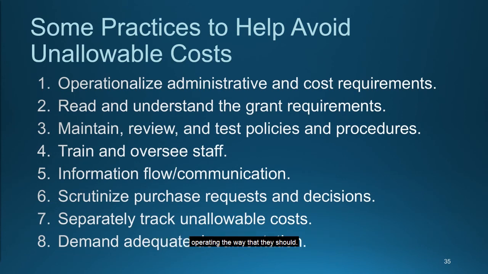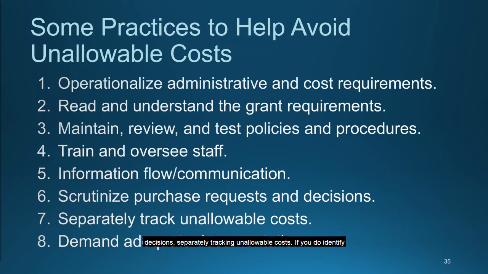Training and overseeing staff, so making sure that folks who are making decisions about allowable costs are familiar with the cost principles and know what requirements apply under the grant itself, the other requirements. And make sure you have appropriate oversight of those individuals. Sort of a second set of eyes, management sign off, that sort of thing. Information flow and communication within the organization, scrutinizing purchase requests and decisions, separately tracking unallowable costs.